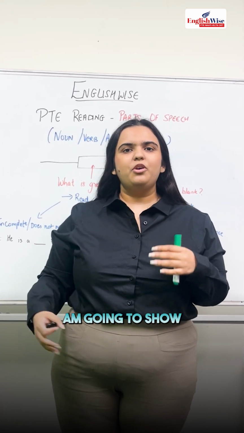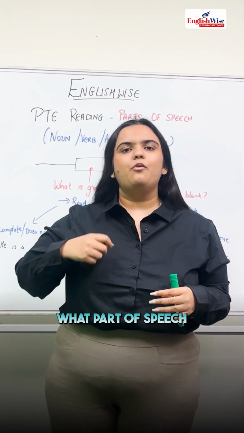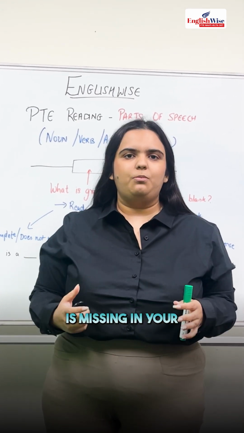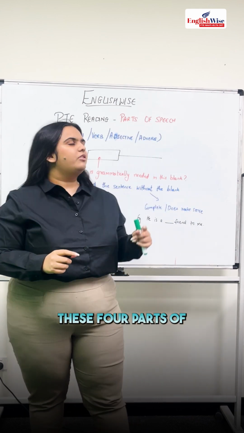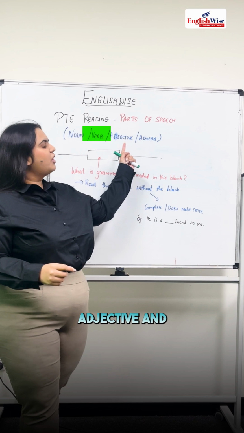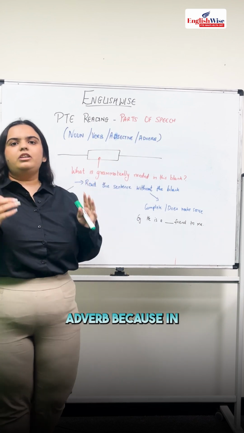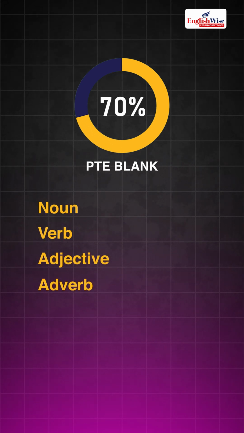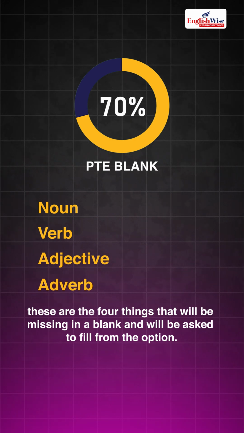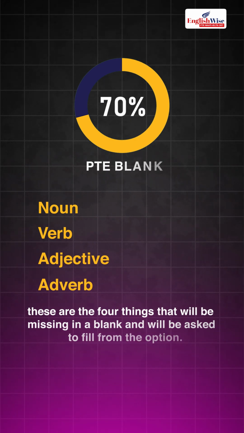In this video, I am going to show you how to identify what part of speech is missing in your blanks. Specifically, we are going to focus on these four parts of speech: noun, verb, adjective and adverb. Because in 70% of the cases in your PTE blanks, these are the four things that will be missing in the blank and will be asked to fill from the options.